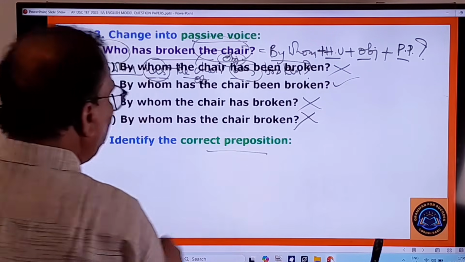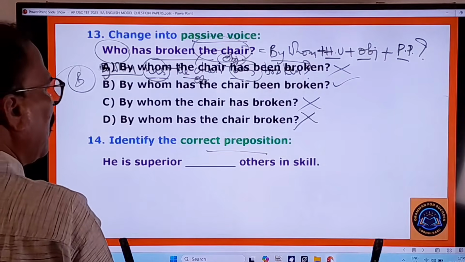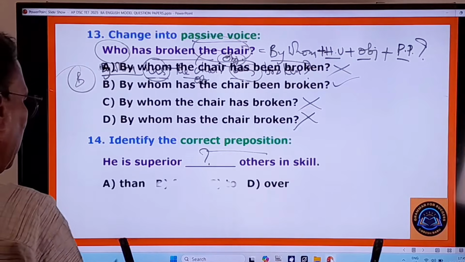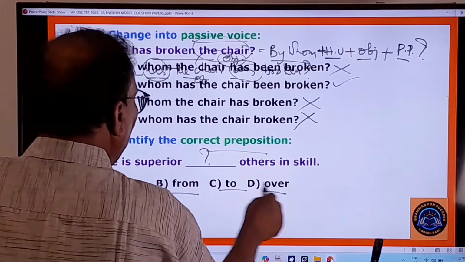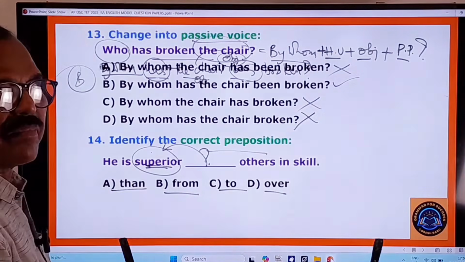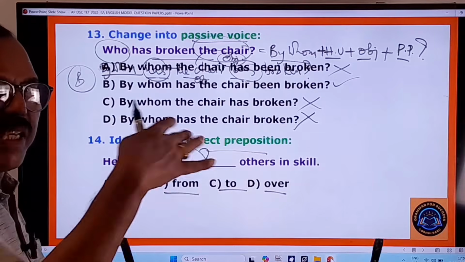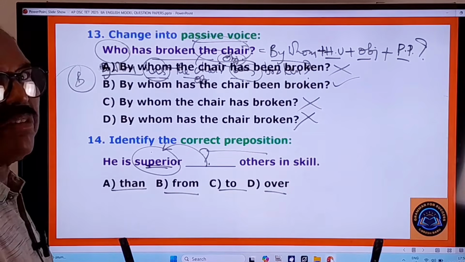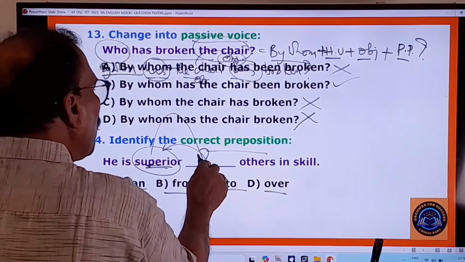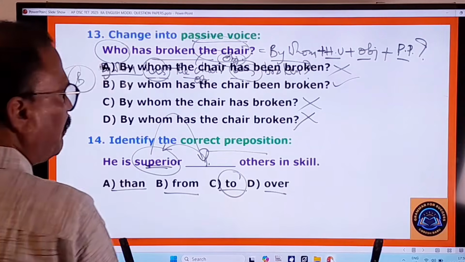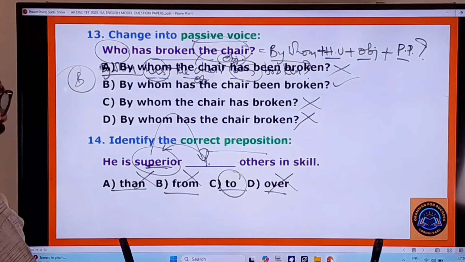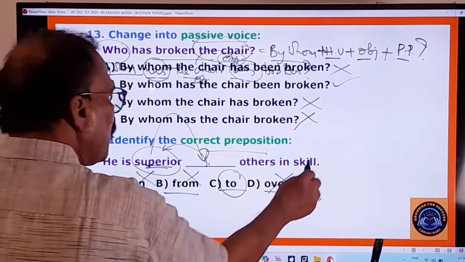Identify the correct preposition. He is superior dash others in skill. Here some blank is given. What to be used in that blank? Than, from, to, over. Before the blank, what word is there? Superior. Superior is a Latin word. Superior, inferior, junior, senior. These are all Latin words. After these Latin words, there is a rule that you should use only the preposition to, and not than, not from, not over. Therefore, he is superior to others in skill. So C is your answer.